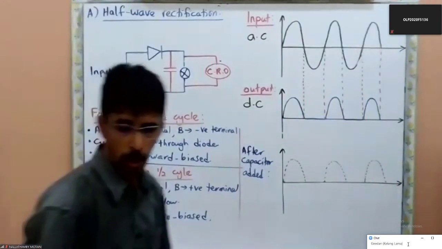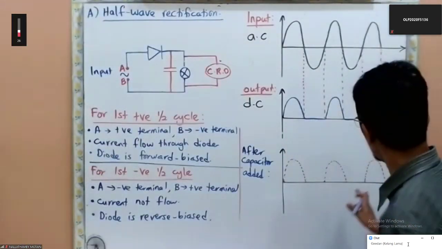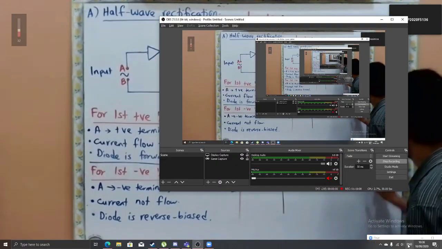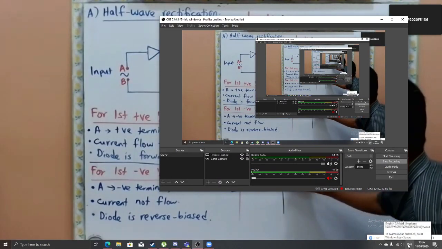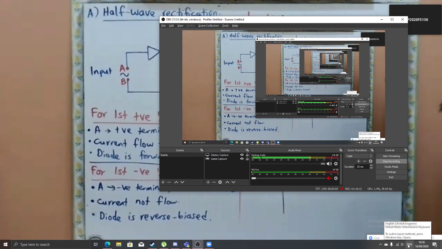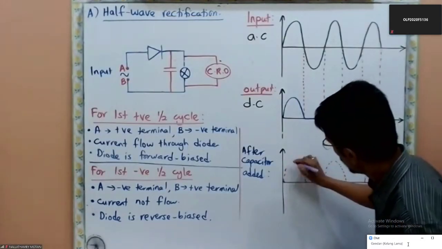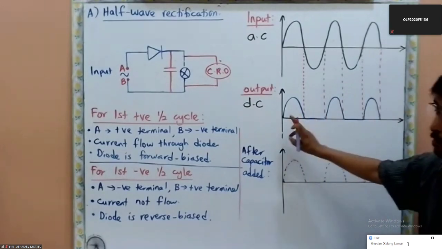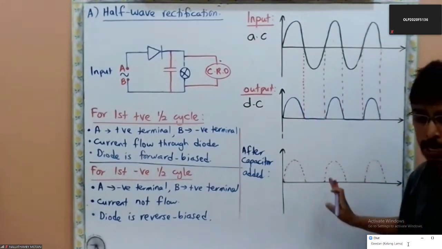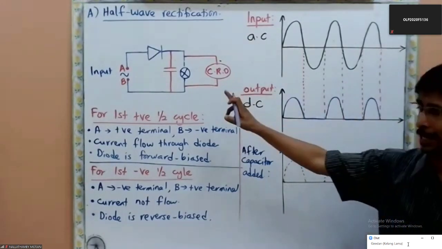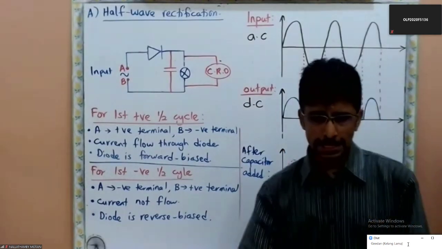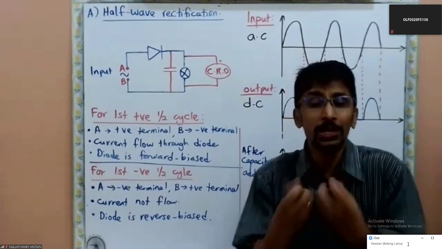Okay, wait, don't draw. I use dot lines first, there, dot lines. Okay, so actually this is the actual one. If you are using only one diode. But now, after the capacitor is added, the function of the capacitor is that it can charge and also recharge.